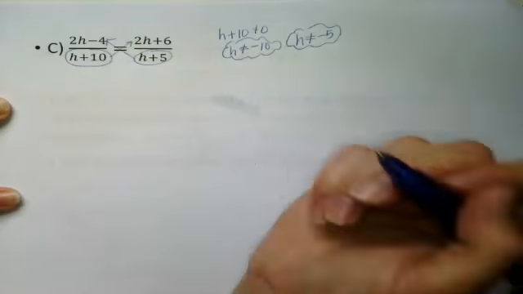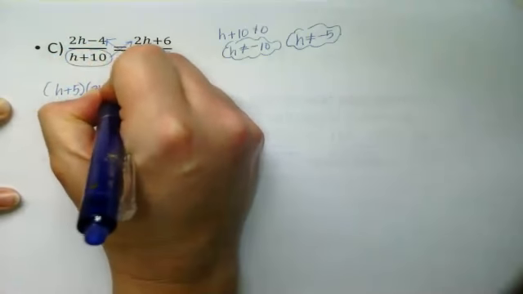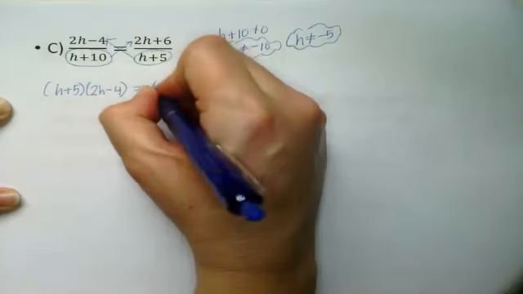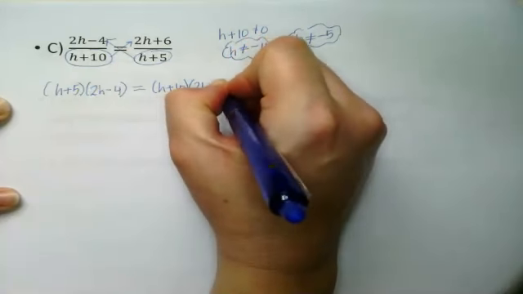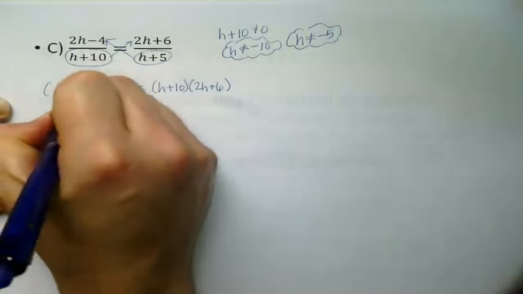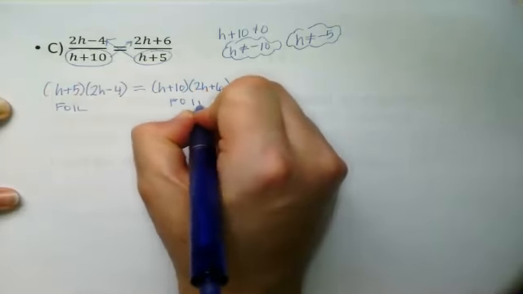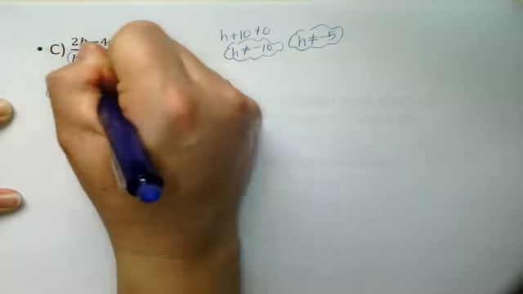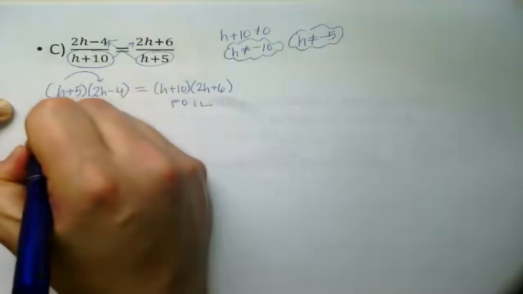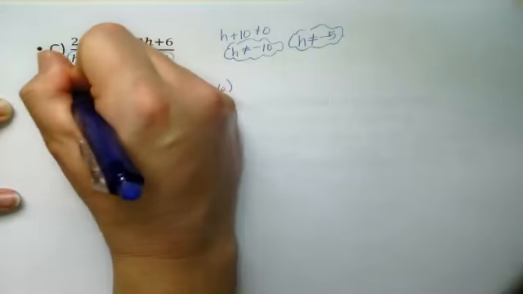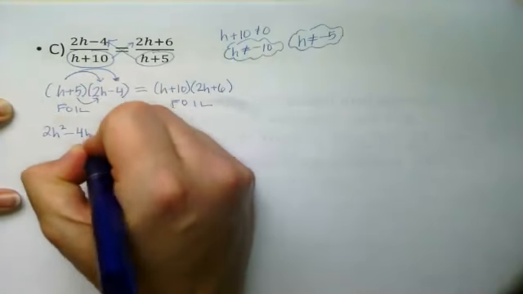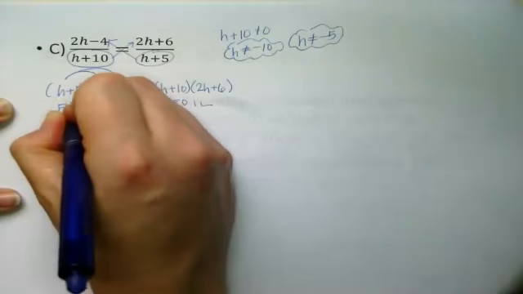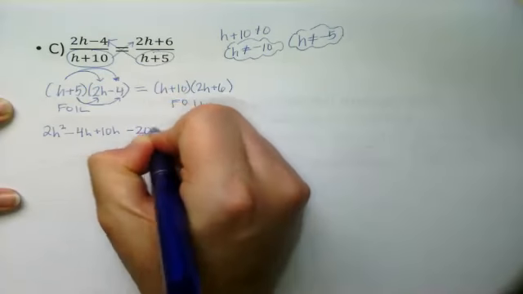I'm going to go ahead and cross multiply. So we have h plus 5 times the numerator, and that's supposed to equal h plus 10 times the numerator. Again, FOIL. You can see these are just a little more challenging. First times first, h times 2h is 2h squared. The outside would be negative 4h. The inside would be positive 10h, and last times last is negative 20.